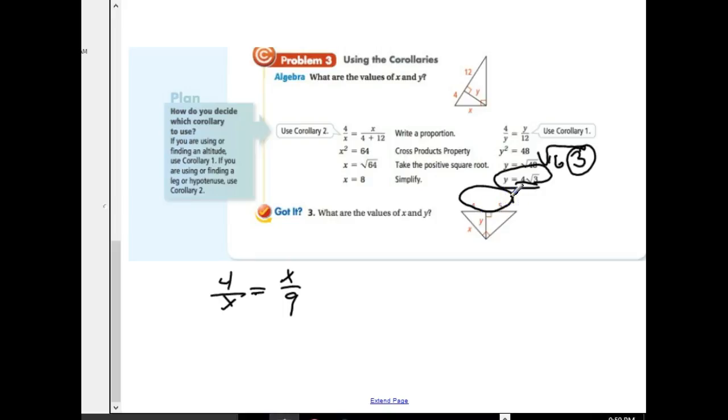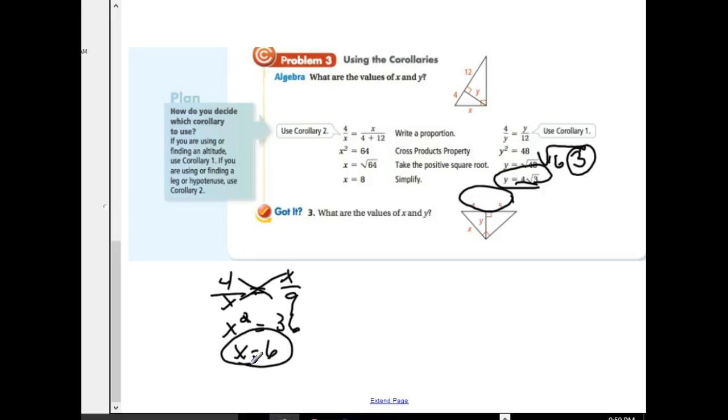So when we solve this problem and we cross multiply, that's going to give us x squared here, and 4 times 9 is 36. Take the square root of that, and of course x would end up being 6.